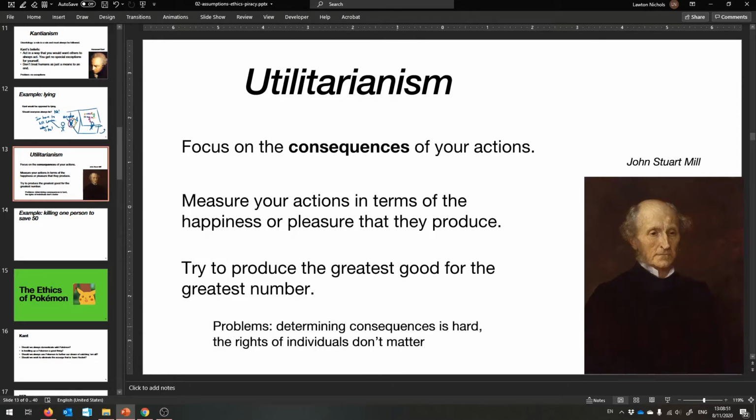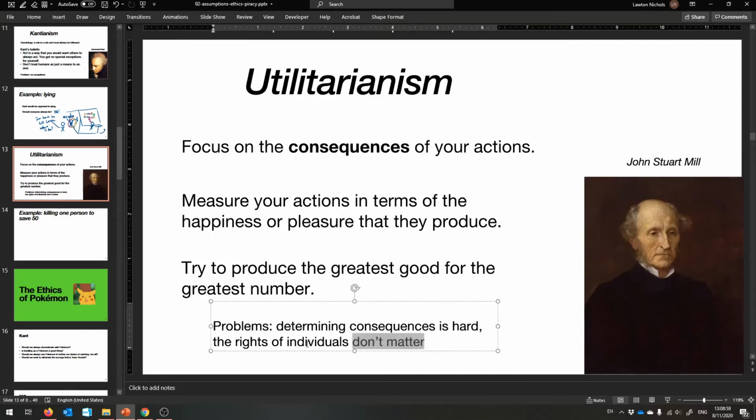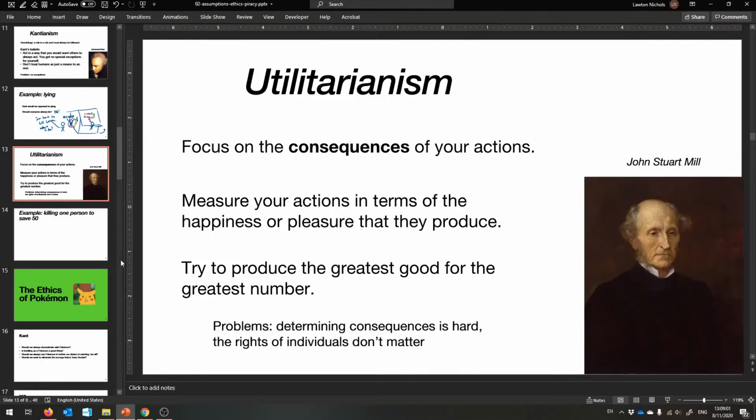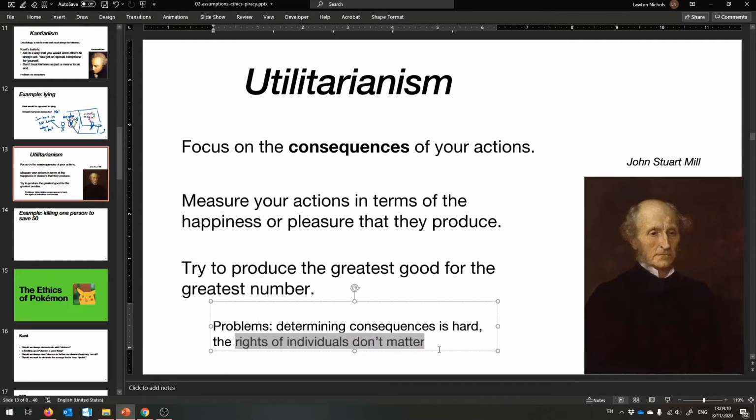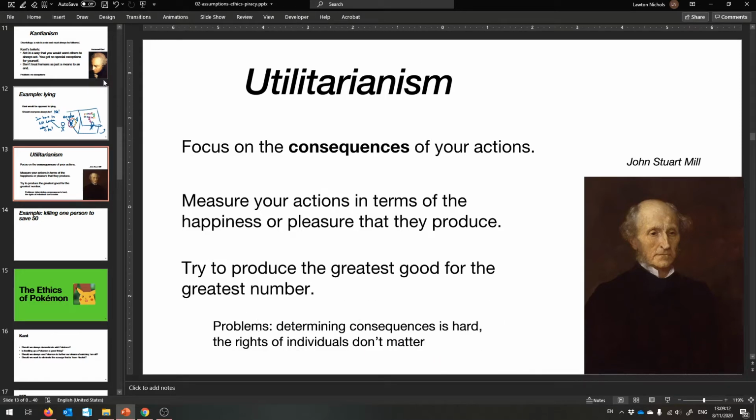It's hard to determine these consequences. It's hard to consider every single thing that could ever possibly happen. And then also, individuals don't get their own rights. So on the next slide, you'll see that. So it doesn't matter as long as something's good for more people, a smaller group of people might have their rights taken away, okay? And that's something that Kantianism might solve, or like a social contract might solve. And I encourage you to look into these things.